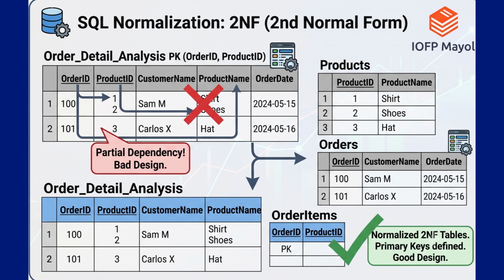The second normal form fix breaks the main table apart into separate tables, ensuring that every non-key column depends entirely on the primary key of its new table. The final design creates clean, efficient tables for products and orders, with a linking table to join them.